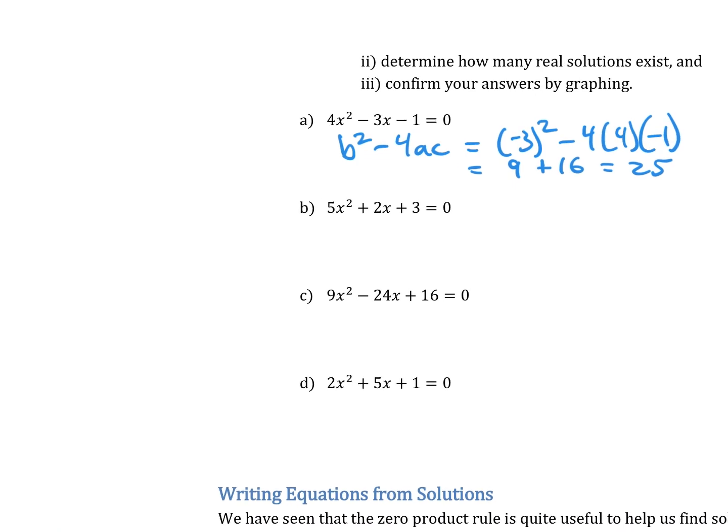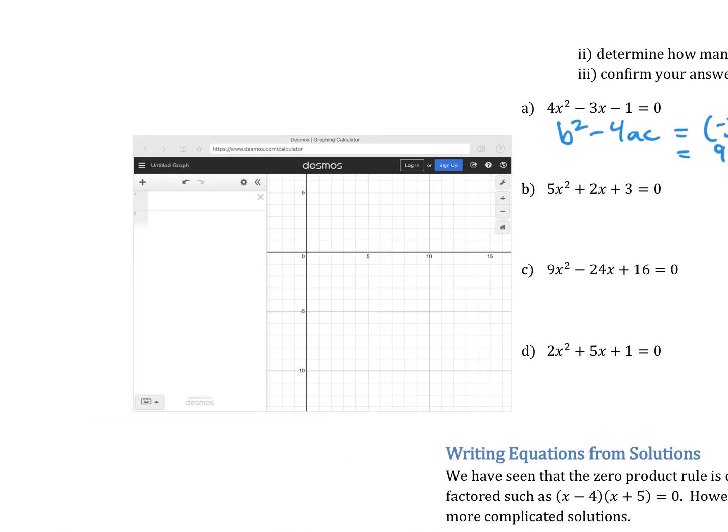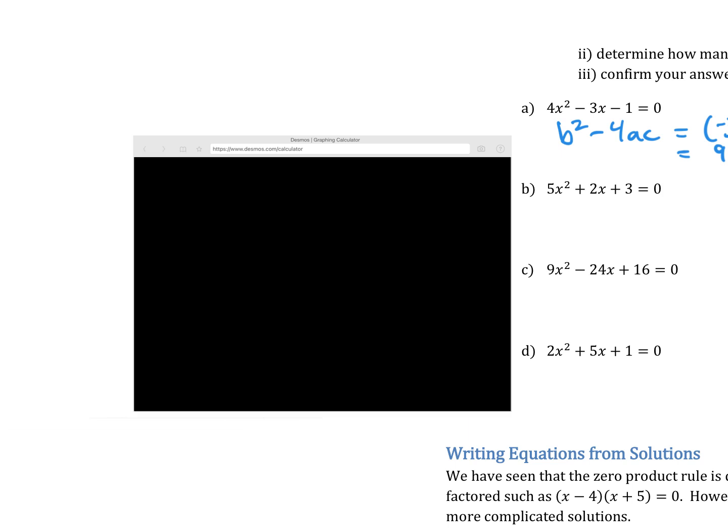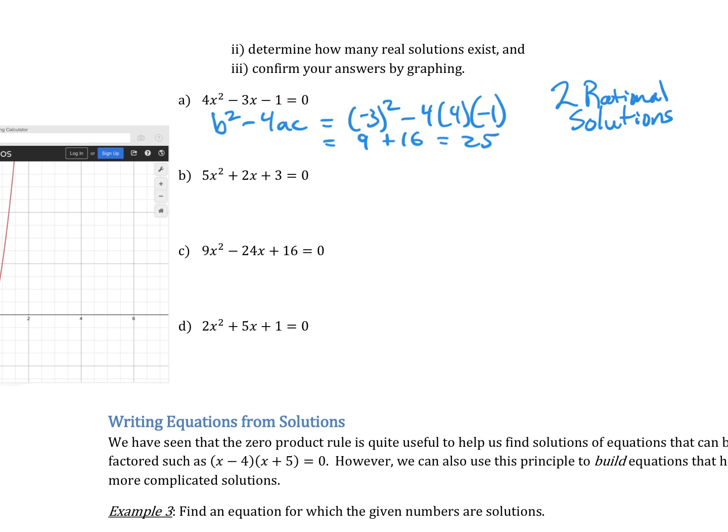And we can check that on our graph. We'll go over here and open up Desmos. And I've got a graph right there. And there's the graph. Notice it crosses at 2 intersections. We don't care what they are right now, it just crosses at 2 places. That means we're going to have 2 real solutions.